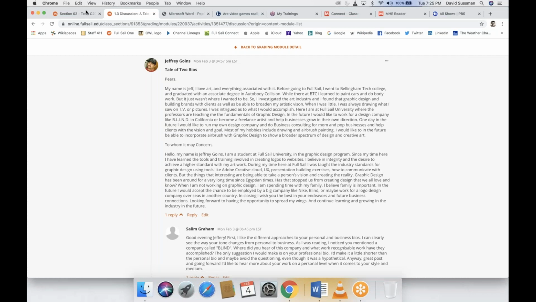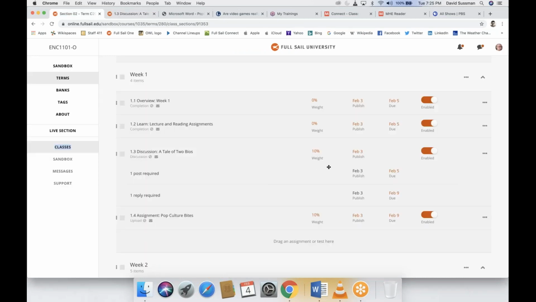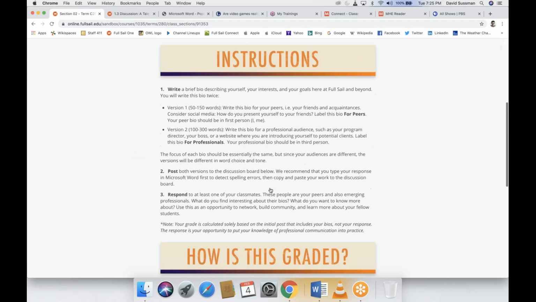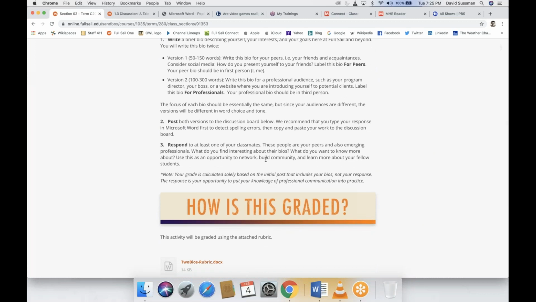And in the instructions, which I've gotten out of, I can't remember. We used to have a word count, but I think we got rid of it, which creates lots of problems because some people write a 1 sentence response. Respond to at least one of your classmates. Okay. It does give you some questions to consider. What do you find interesting about their bios? What do you want to know more about? Okay. So yeah, we used to have a word count attached to this, but just try to respond thoughtfully.